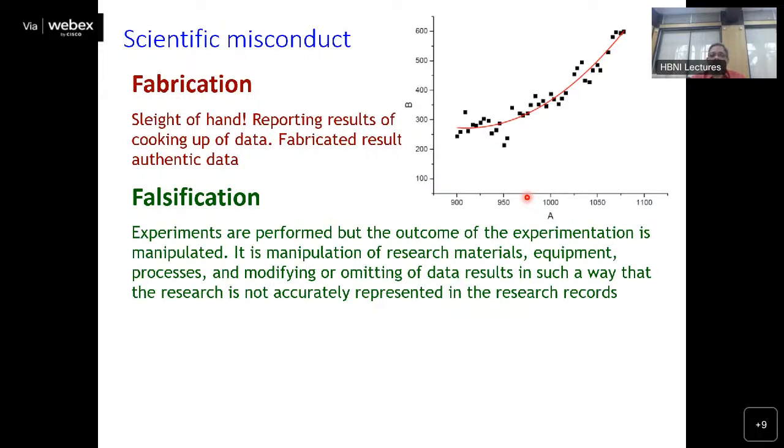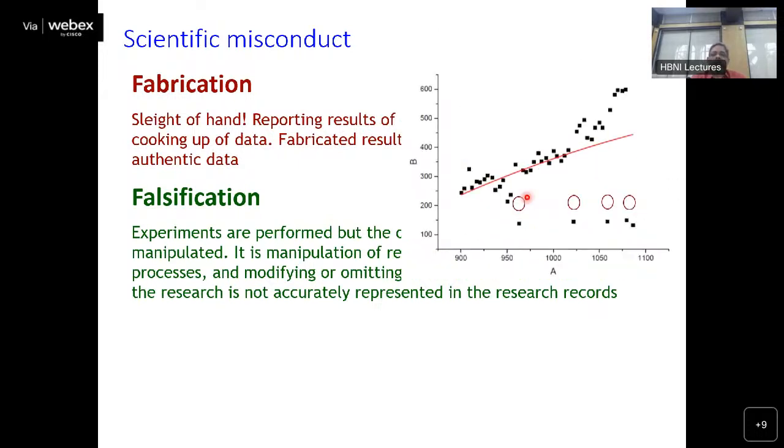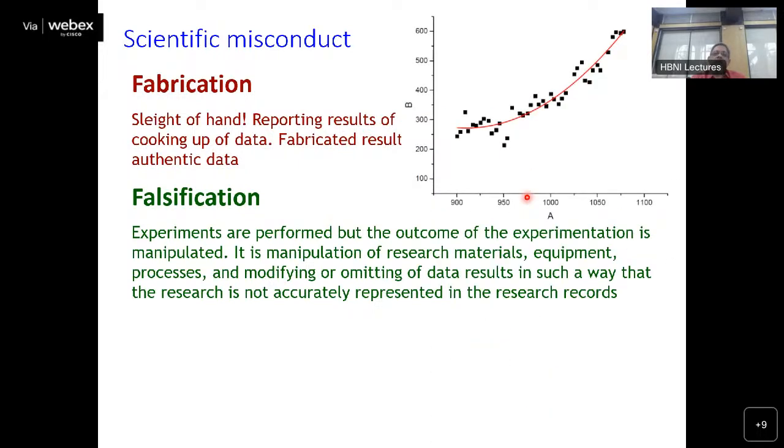In fact, this is what happened in the case of ITC supercognitive when it was first observed. This was something which has happened. Okay, we'll get back to that a little later. So if you simply move away those data points and then fit the curve, this is not correct. This is just absolutely blunt falsification of data, which is totally wrong. Okay. So one should not do this.